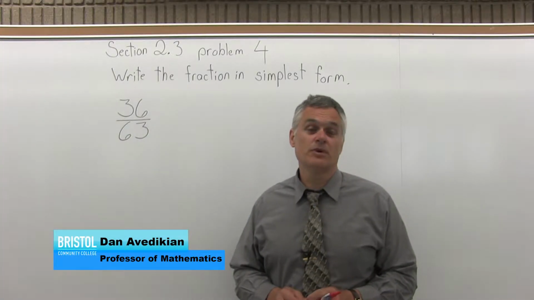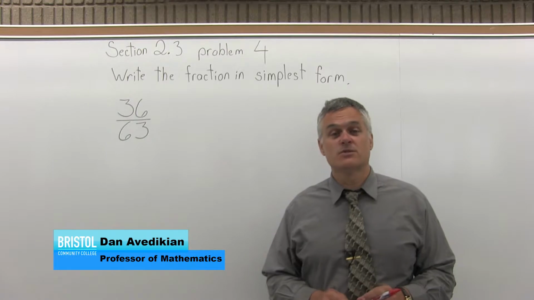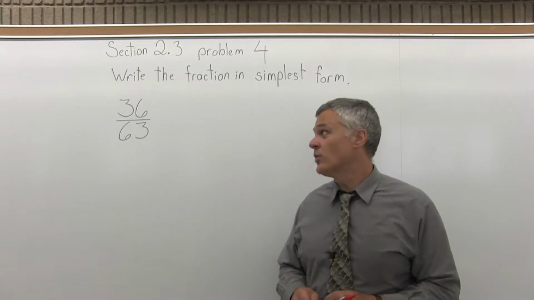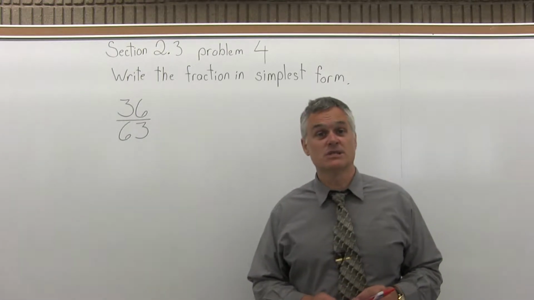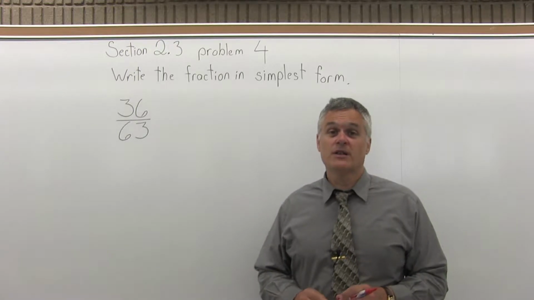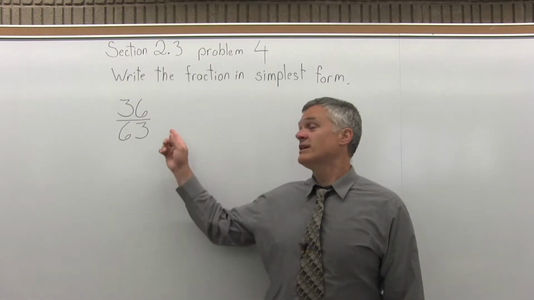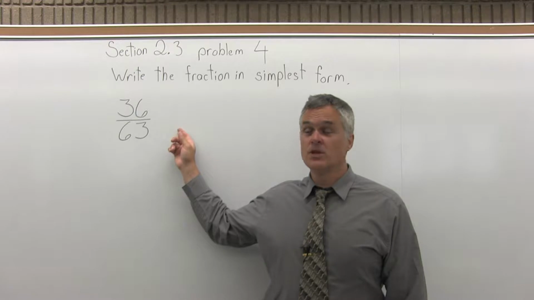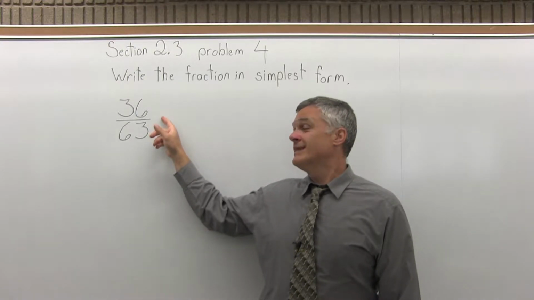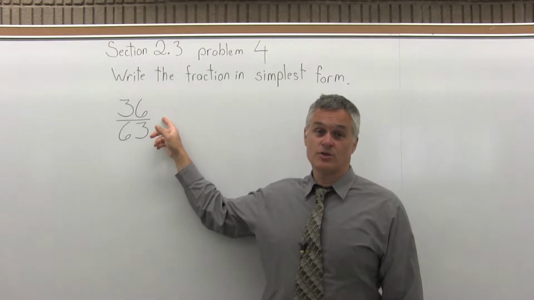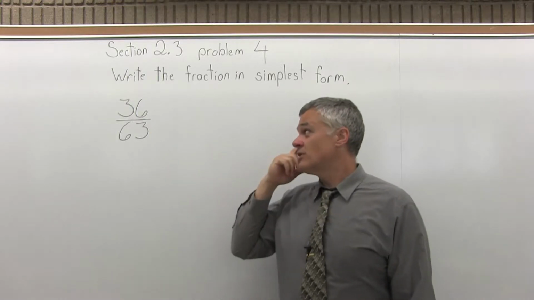This is Section 2.3, Problem 4. It says write the fraction in simplest form, and we have 36 over 63. So you want to find the largest value you can that will divide into both those numbers evenly. As you start, they're not both even, so I can't start with a 2. Next we could try a 3.